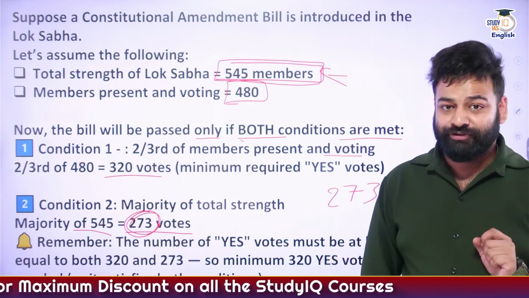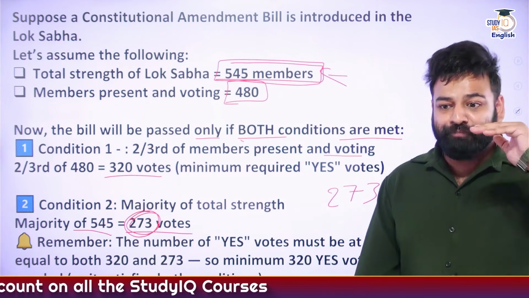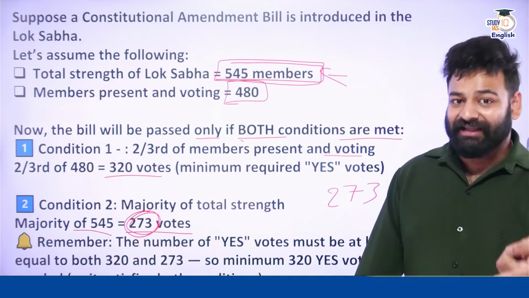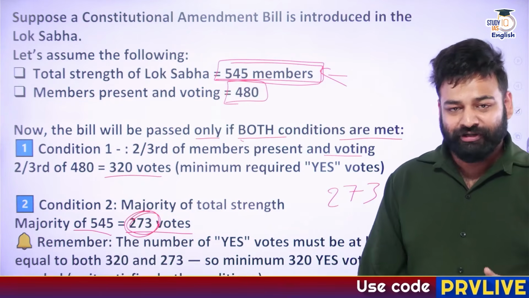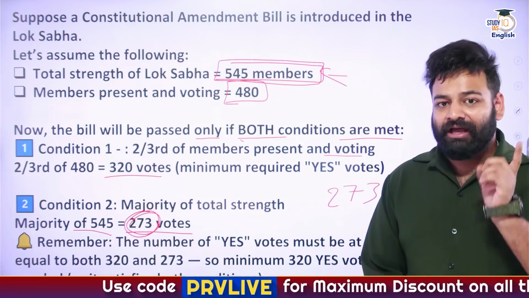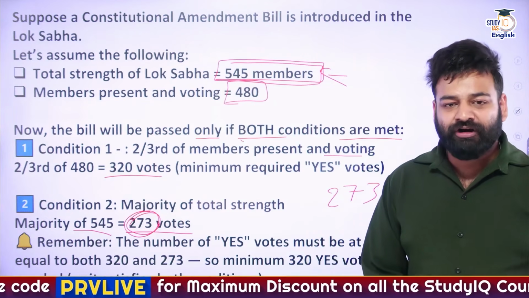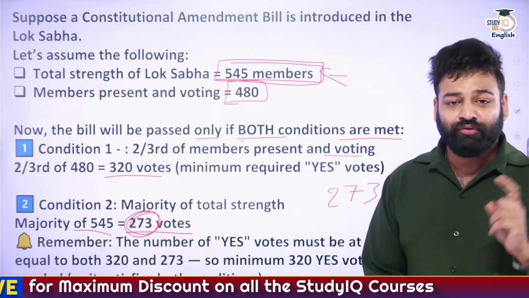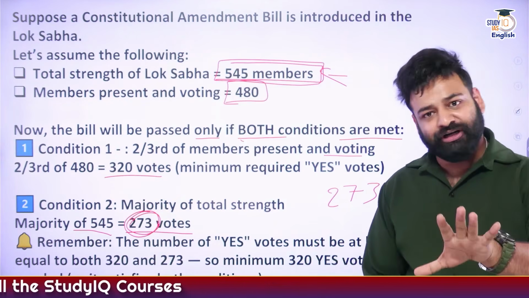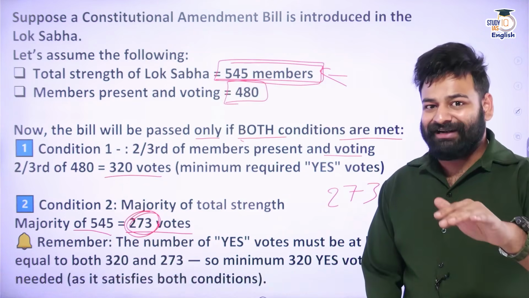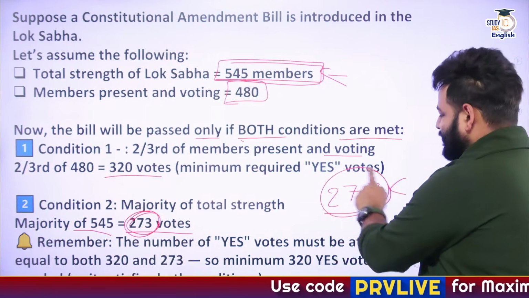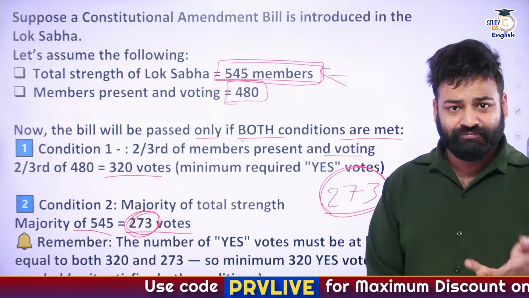Now don't get confused. I'll state it again. Both the conditions will be satisfied only when the second condition is satisfied. So let's say total members 545. Now, out of 545, only 480 are present. So what will be the 2/3 for 480? So it is 320. Now, 320 votes are fine. But let's say in that case, if it is exceeding 273 plus, then that is fine.